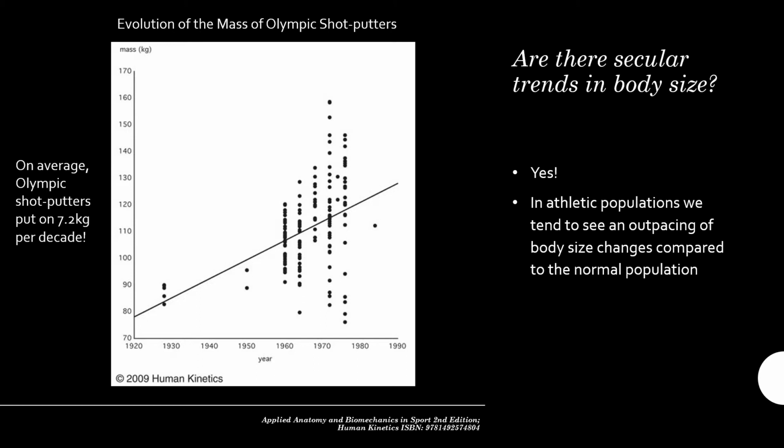In an athletic population, we tend to see their body size changes outpacing the changes of the normal population. So right here, this is an evolution of the mass of Olympic shot putters starting from about 1920 to 1990. And we can see here that on average, the Olympic shot putters are putting on 7.2 kilograms per decade, which is much more different than the average 1.2 per decade that the average population is putting on. So again, yes, we are seeing changes in body size trends.